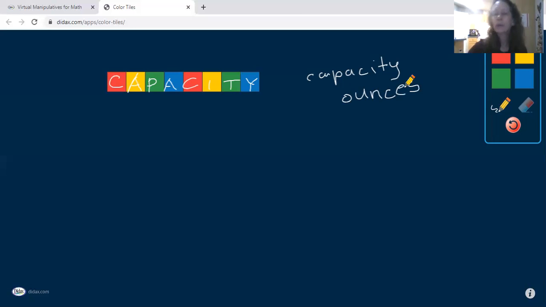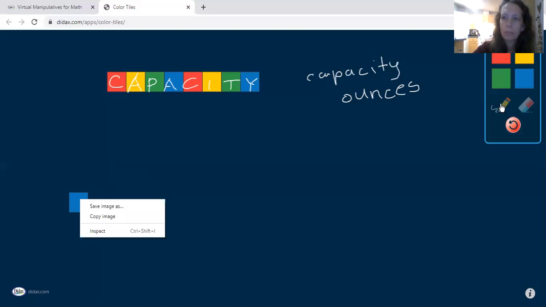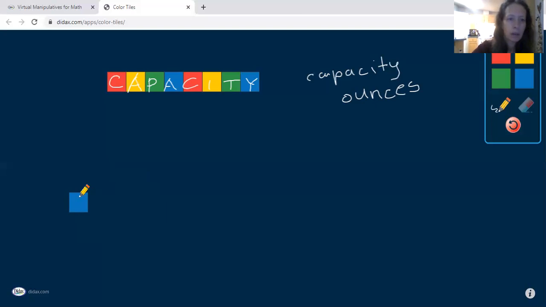And we're going to use ounces today, and I'm going to give you a block. Our block today is going to represent 1 cup. And every cup has 8 ounces in it. So let me move him over. 1 cup is 8 ounces.